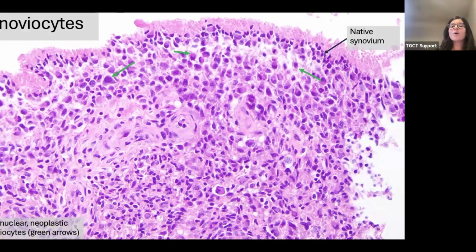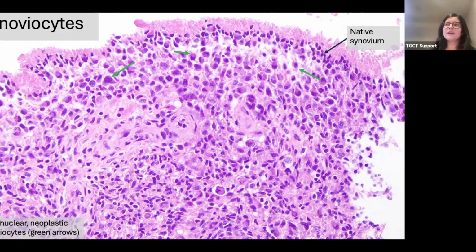All right, so what does this look like histologically? In this field, for comparison, we've got native synovium running up top, and the majority of the cells that you see in this field are those neoplastic synoviocytes. And so we have the two main cell types that we look for in this tumor, the neoplastic synovial cells and the recruited macrophages.